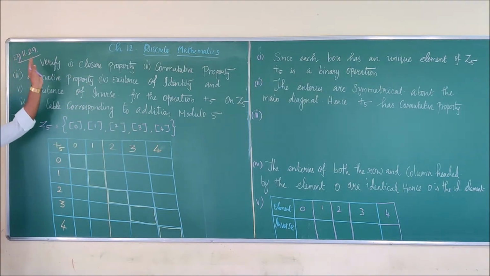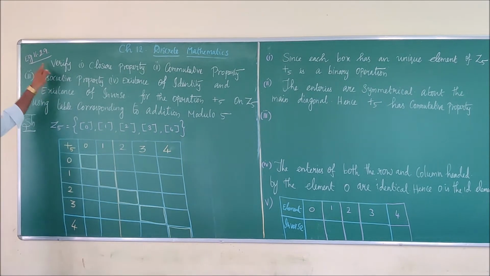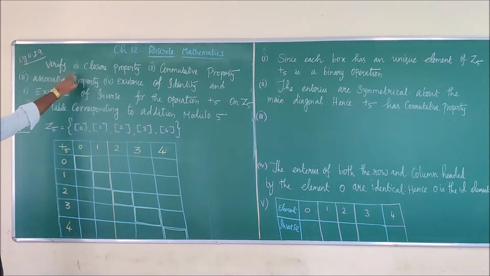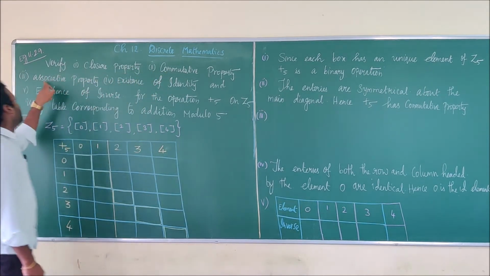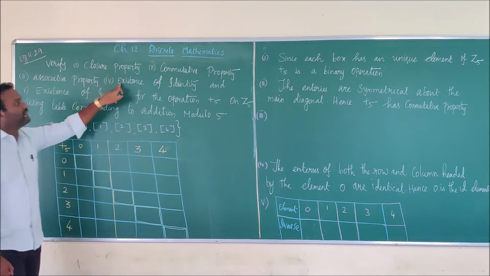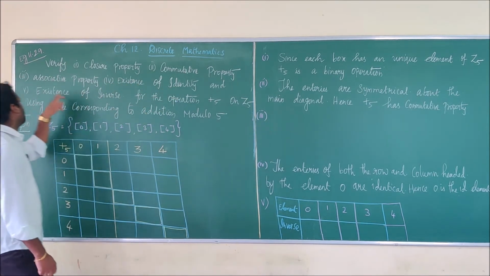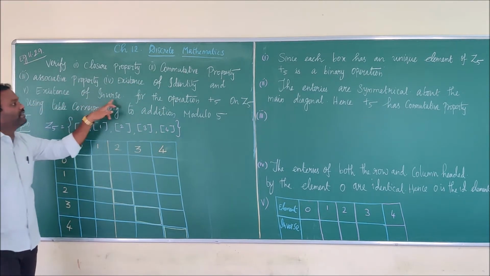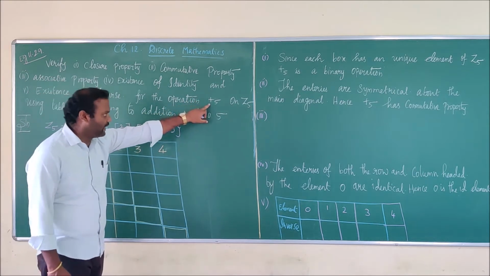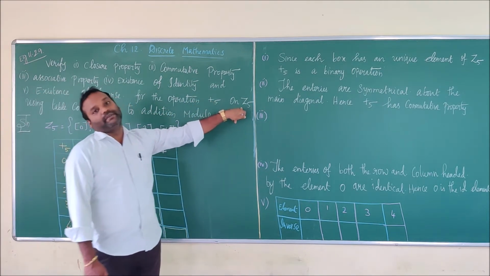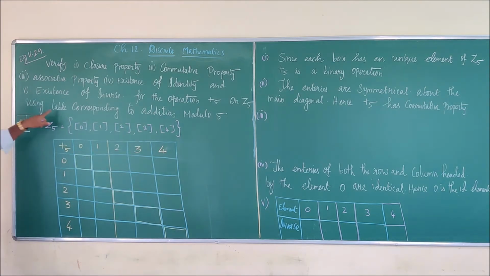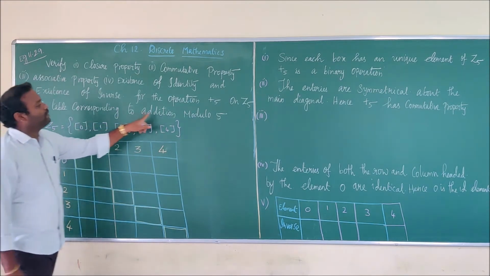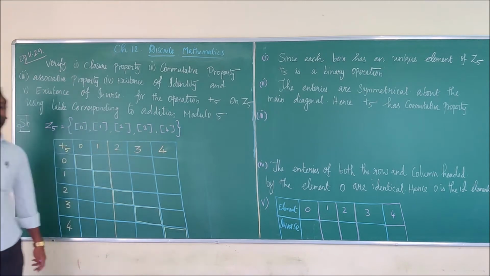It is a very important problem as far as the 5-1 question is concerned. So the problem is: verify closure property, commutative property, associative property, existence of identity and existence of inverse for the operation plus 5 on Z5, the set of all congruence classes modulo 5, using the table corresponding to addition modulo plus 5.